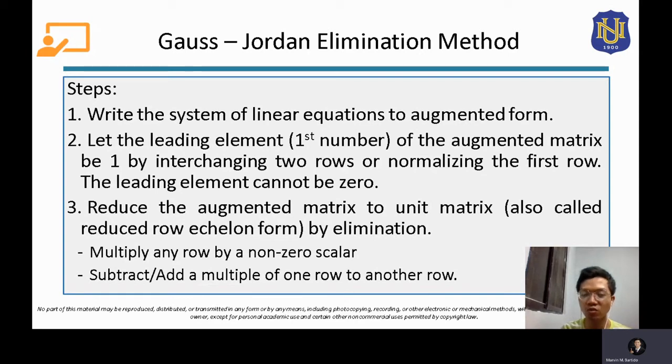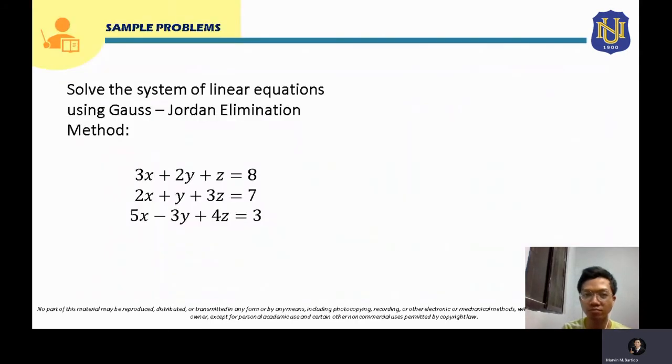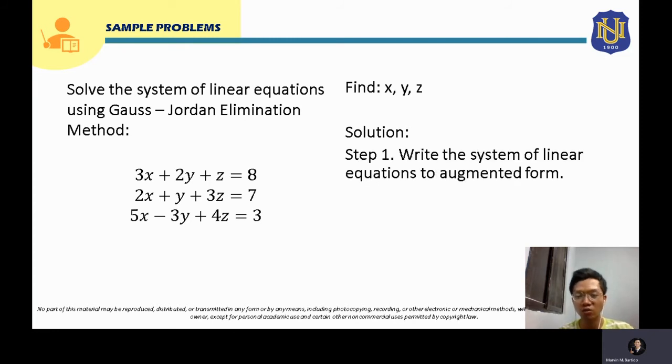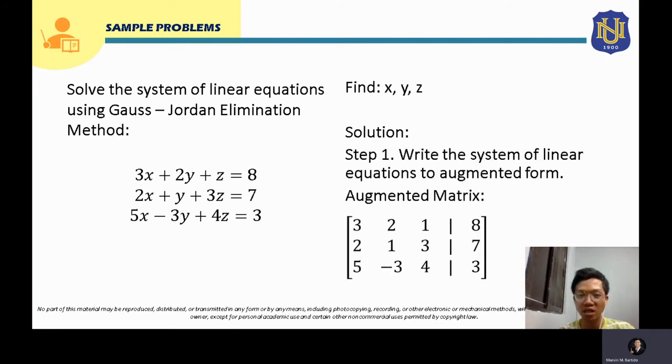And so let's start solving using Gauss-Jordan elimination. Let's solve the system of linear equations using the Gauss-Jordan elimination method. This is actually the same example that we solved using the Gaussian elimination method. So supposedly, the answers should be the same if we solve this using Gauss-Jordan elimination. Again, to solve this system of linear equations, we just have to solve for the values of x, y, and z. For our solution, step 1, this is the augmented matrix of this system of linear equations.